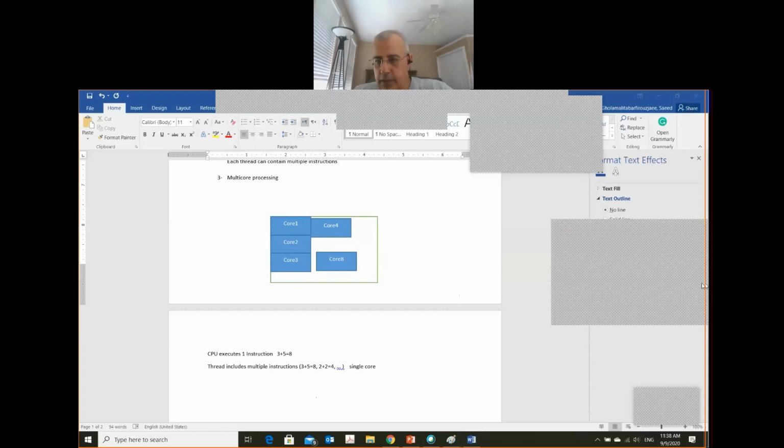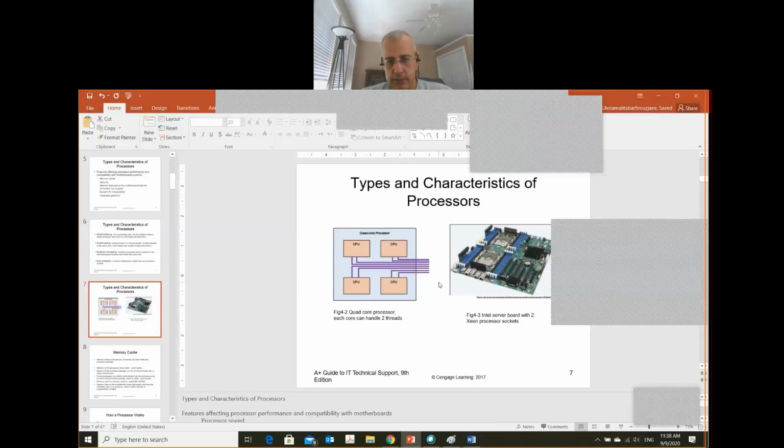Let's see if you have any other question. I know, but in a quad core, each has 2 threads per core. Yes, in this picture, yes. We assume that each core can handle 2 threads. But we may have cores that can handle multiple threads, 4 threads, 8 threads. But for this picture, yes.